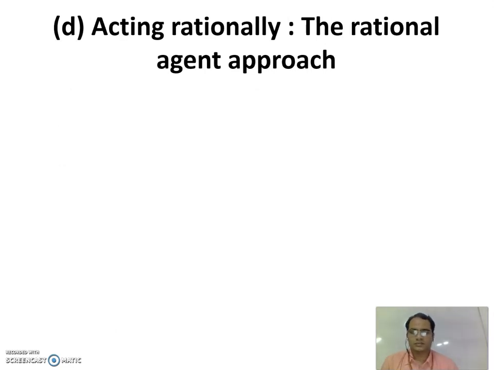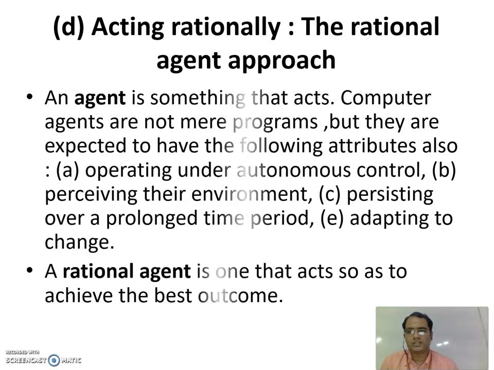Now, acting rationally. We have already discussed the rational agent at the beginning. An agent is something that acts. Computer agents are not mere programs, but they are expected to have certain attributes. They should be operating under autonomous control, perceiving their environment, persisting over a prolonged time period, and adapting to change. These four capabilities are very important. If they have these four capabilities, then autonomous means taking their own decisions. And now we will have a rational agent that acts so as to achieve the best outcome.